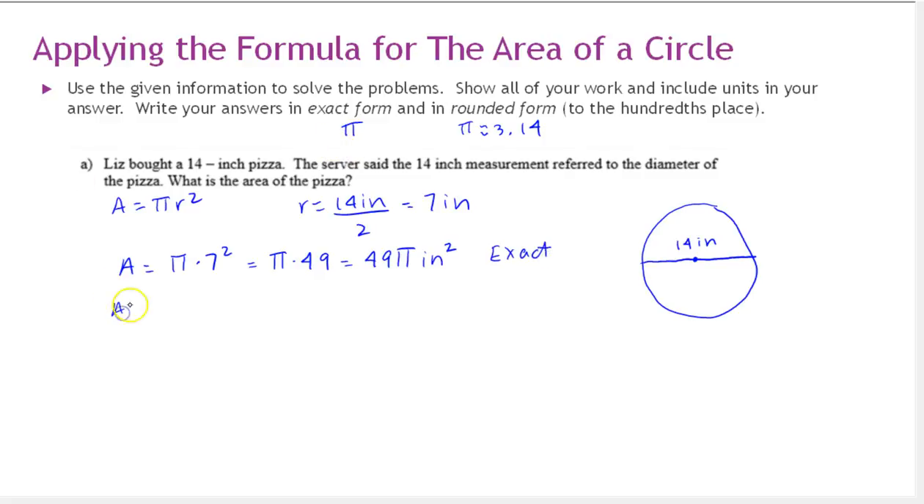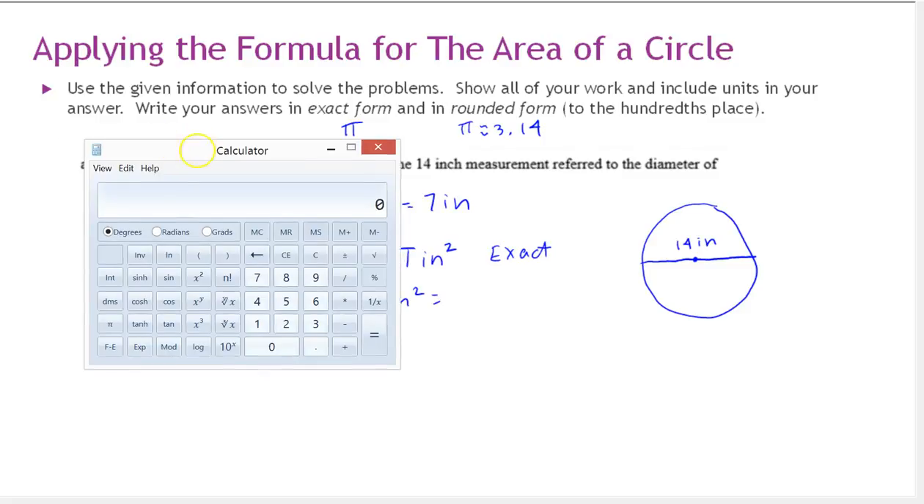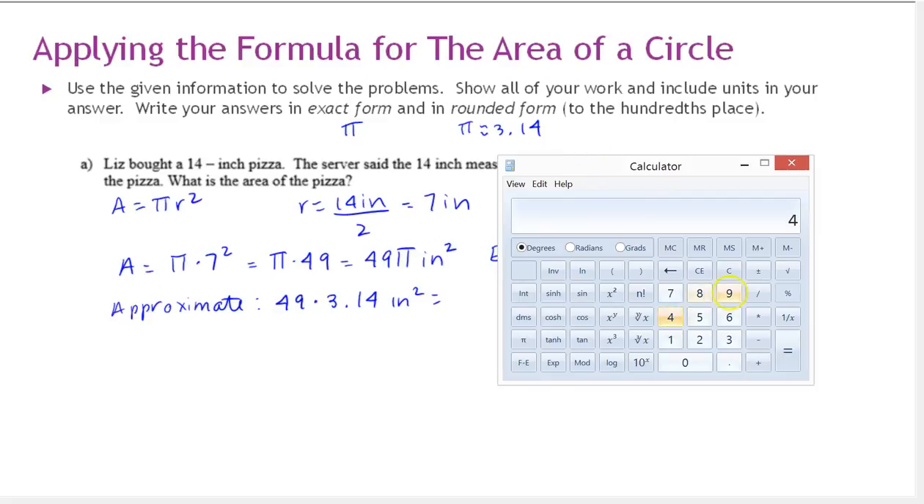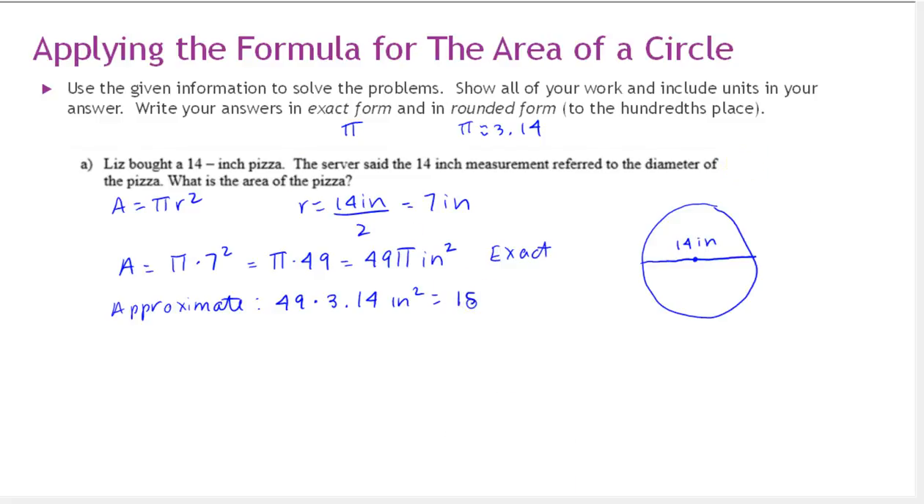Now let's find the approximate form. And for the approximate, we'll just take our result here, but replace pi with 3.14. So 49 times 3.14 square inches. We'll do this on the calculator. So 49 times 3.14, and to 2 decimal places, that's 153.86. 153.86 square inches of pizza. Let's look at the next one.